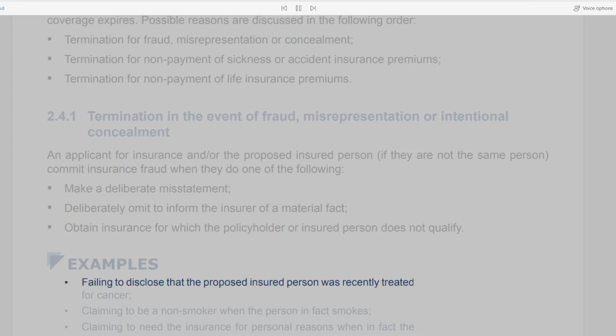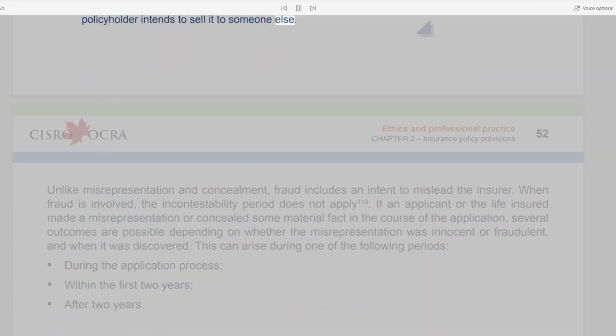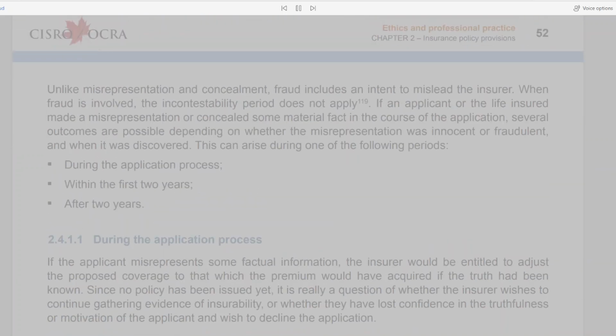Examples: failing to disclose that the proposed insured person was recently treated for cancer, claiming to be a non-smoker when the person in fact smokes, claiming to need the insurance for personal reasons when in fact the policyholder intends to sell it to someone else. Unlike misrepresentation and concealment, fraud includes an intent to mislead the insurer. When fraud is involved, the incontestability period does not apply.